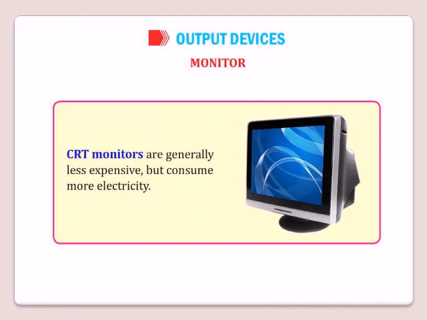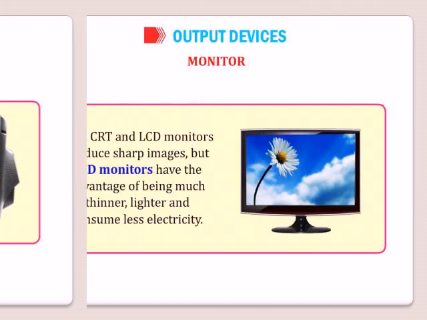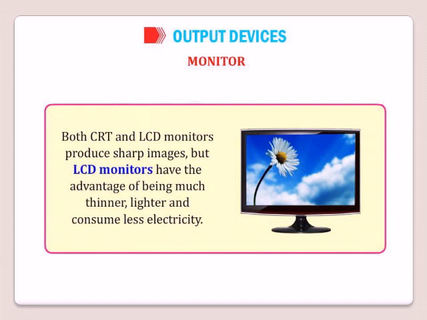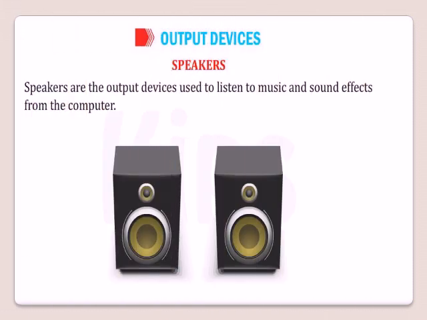CRT monitors are generally less expensive but consume more electricity. Both CRT and LCD monitors produce sharp images, but LCD monitors have the advantage of being much thinner, lighter, and consume less electricity. LED monitors look more or less the same as LCD monitors, but LED monitors are more in demand than LCD monitors. Next output device is the speaker.